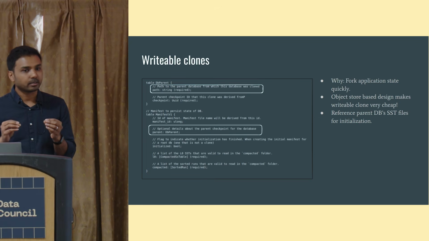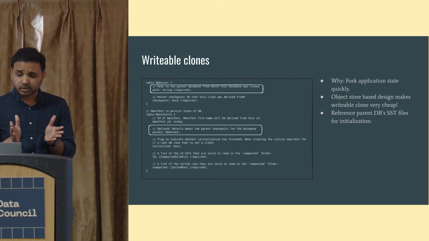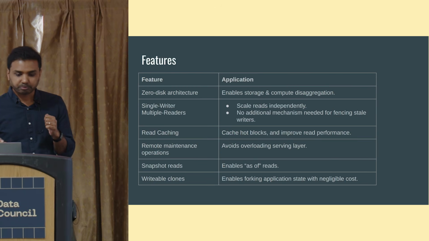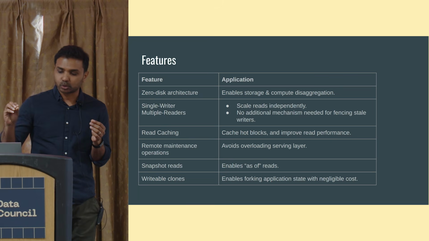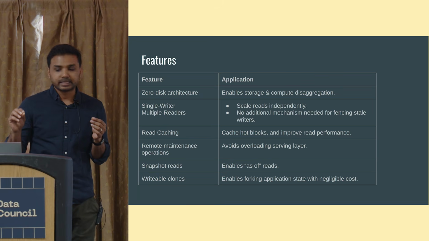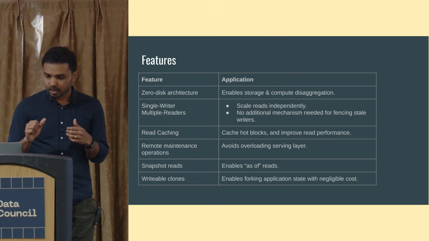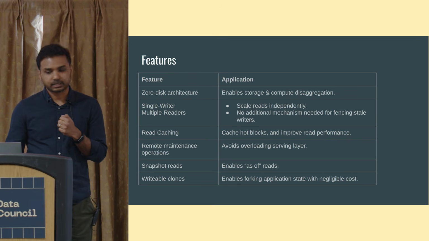Only metadata is copied. All the SST files are referenced, right? So writable clones is another interesting feature, and I think Responsive uses it for implementing some of their use cases. Okay. With that, we have come to an end of the internals of SlateDB. This slide shows the features that I talked about. These are very good primitives on top of which interesting applications can be built. Something like remote maintenance operations and writable clones, these are all things that we are able to do because of an object store first design.